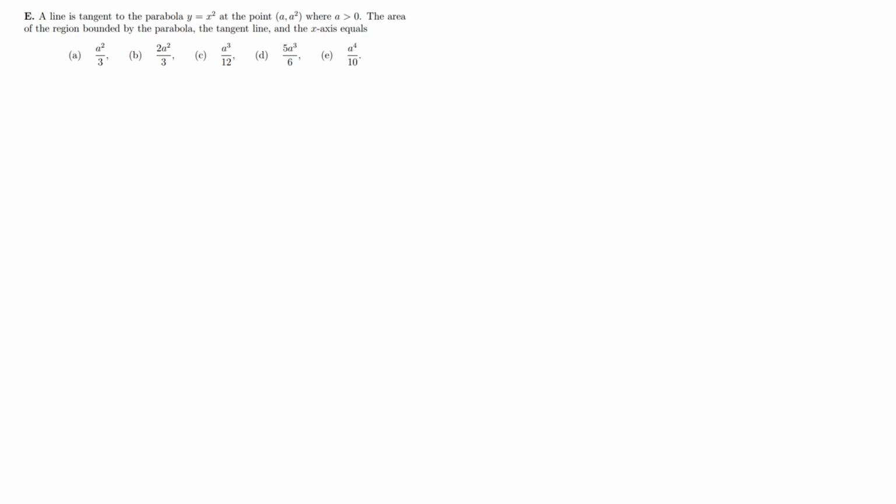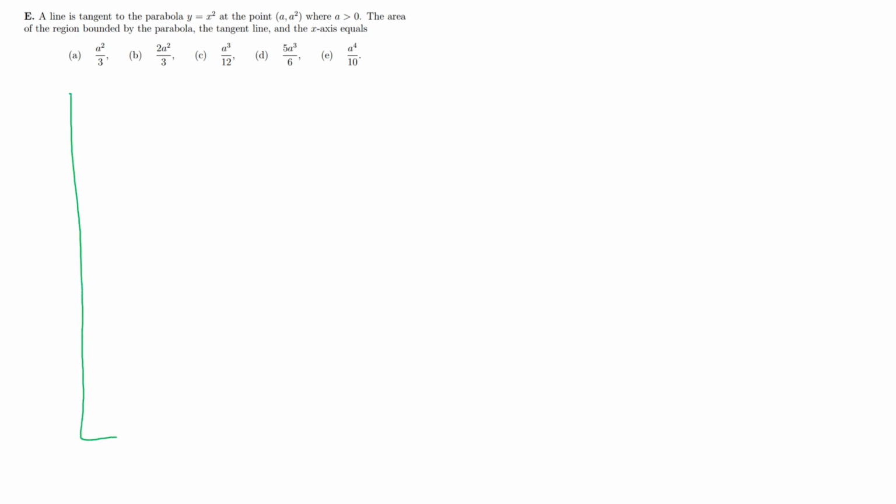So this says, a line is tangent to the parabola y equals x squared at the point a, a squared, where a is larger than 0. The area of the region bounded by the parabola, the tangent line, and the x-axis equals, and then it gives us a bunch of options for what it equals. So the first thing that I would want to do with this is visualize it. I want to know what I'm working with.